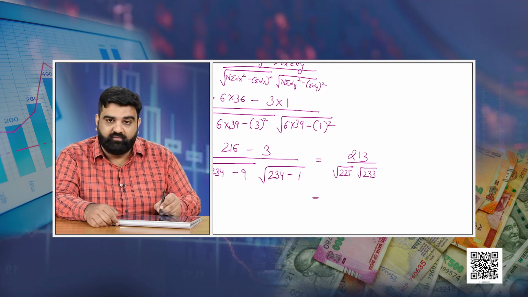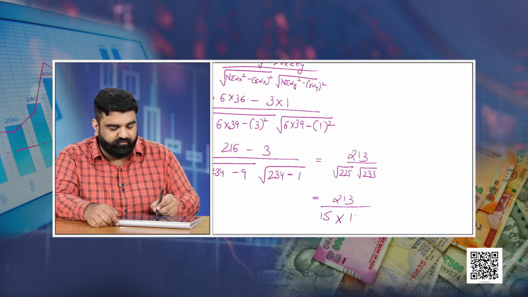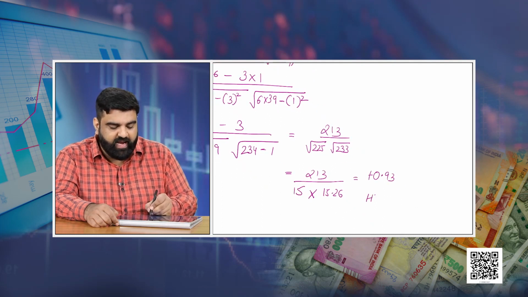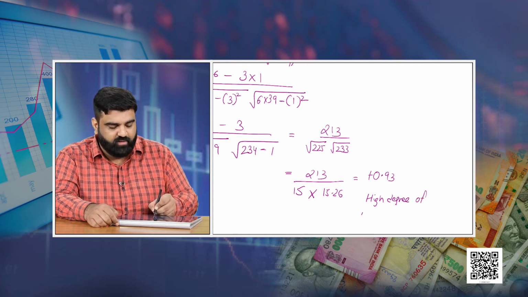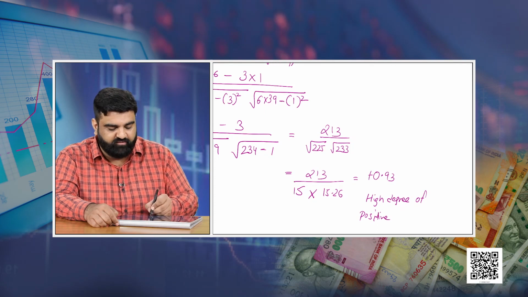So, this will give me a value of 213 upon 15 and root of 233 which will be 15.26. So, my final answer to this question will be 0.93 and a positive sign. So, this will give me high degree of positive correlationship, because the answer is greater than positive 0.9. So, it will be very high degree of positive correlationship.